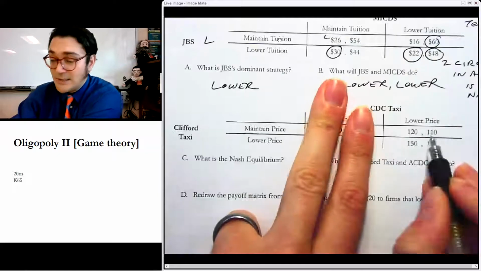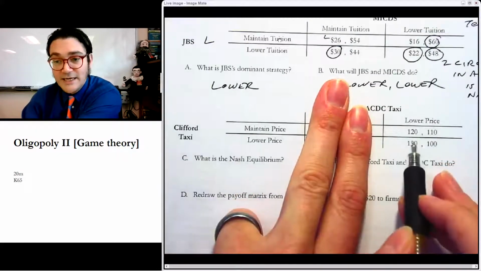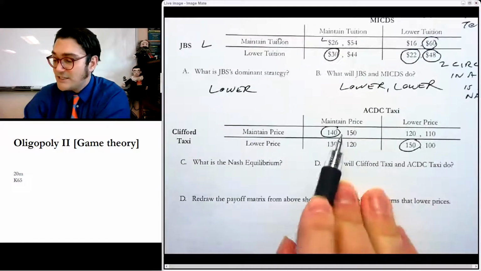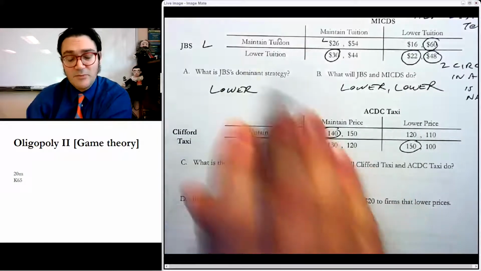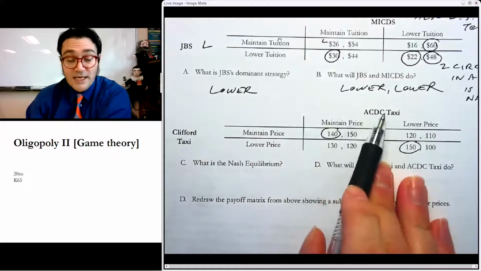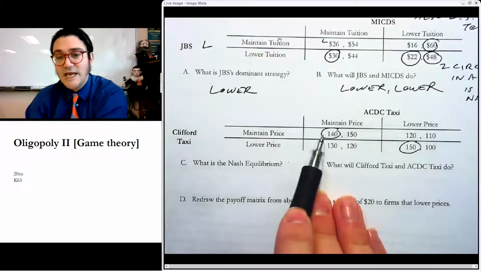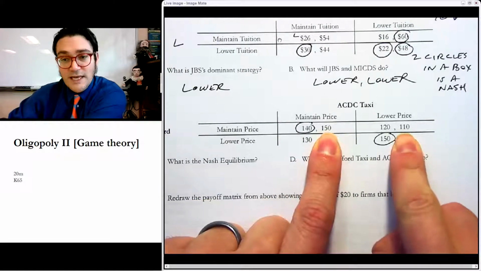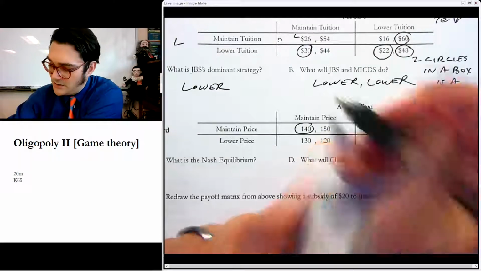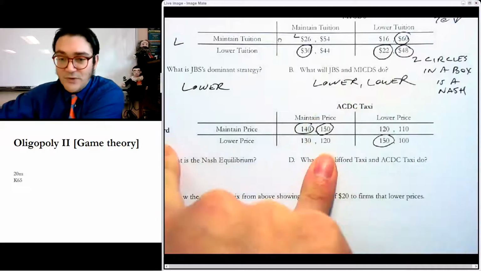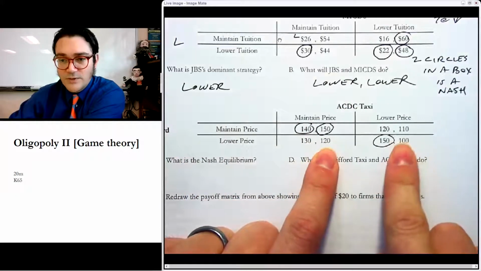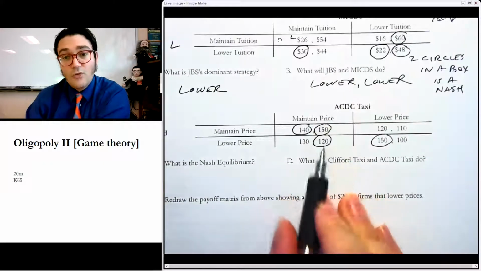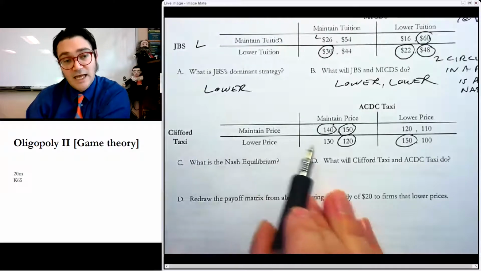Now what happens if AC/DC lowers? What should we do? Well, Clifford can maintain and get 120 or lower and get 150. Well, we'll choose 150. And so now we can see that Clifford doesn't have a dominant strategy, different from that Burroughs problem. But now let's assume that we're playing as AC/DC. Let's assume that Clifford decides to maintain. And if we're AC/DC, then we can maintain and get 150, or we can lower and get 110. Well, what are we going to choose? We're going to choose the 150. Put a circle there. Now what happens if Clifford decides to lower? We can maintain and get 120, or we can lower and get 100. So we should maintain. So AC/DC will always maintain its price, but Clifford taxi doesn't have a dominant strategy.